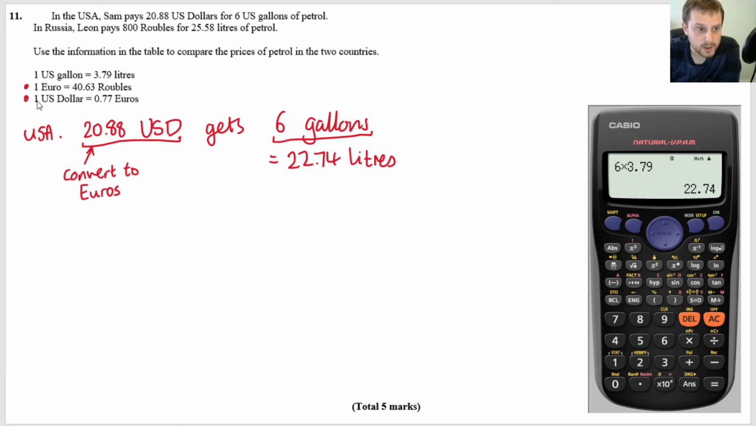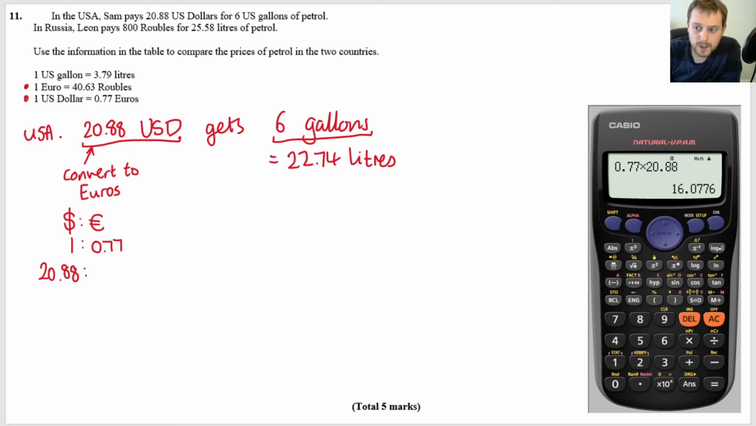Well, $1, so I might write it as a little ratio. So dollars to euros is 1 to 0.77. And we want to know, if I had $20.88, how many euros it would be. So we just have to times by 20.88. So I have to do 0.77 times 20.88.